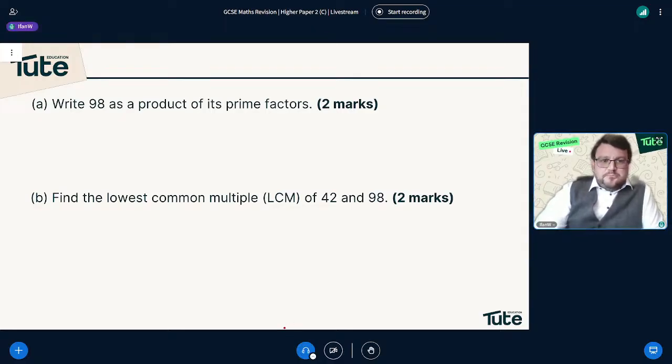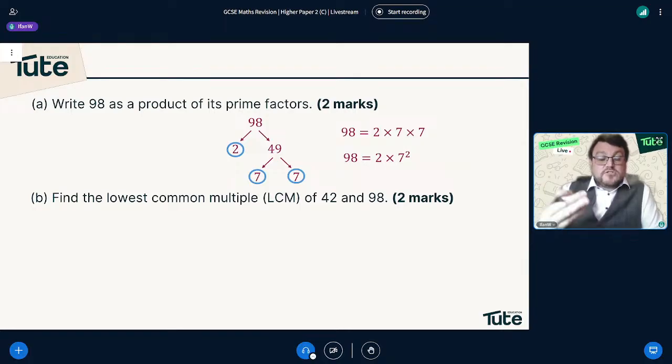Right then, product of 98, prime factors. So you're breaking it down into prime numbers that you can multiply together. That's what factors means. And prime numbers are 2, 3, 5, 7, 11, and so forth. So you're breaking it down, dividing by prime numbers until you get nothing but primes.